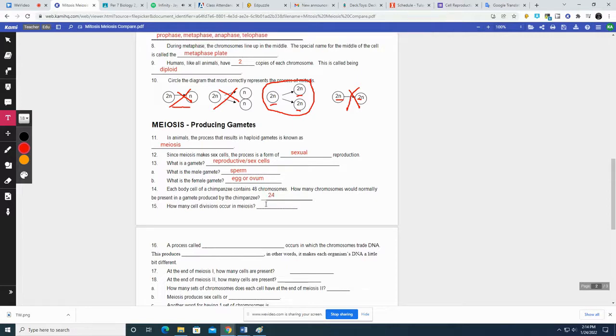15, how many cell divisions occur in meiosis? Remember, mitosis is only 1. Meiosis, it divides twice.